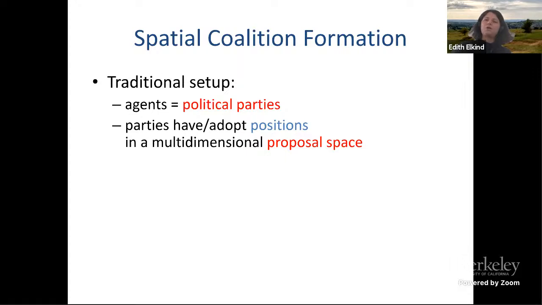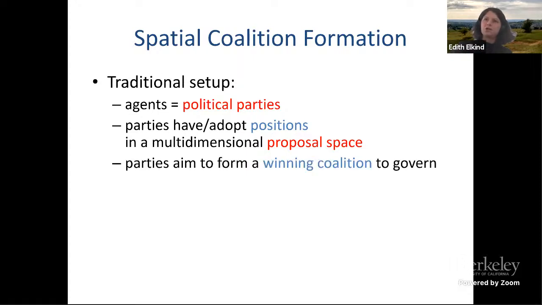So you can think of each party as taking a position on each of these issues, right? And that determines the support of each party. Voters typically also have their positions and they tend to prefer parties that are similar to them. So parties either naturally have these positions or they adopt these positions. And then parties have their supporters and they aim to form a winning coalition to govern.